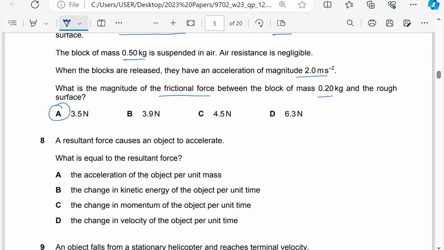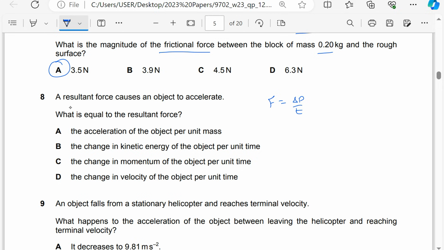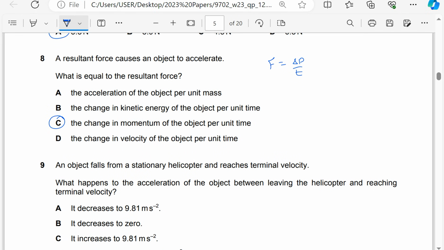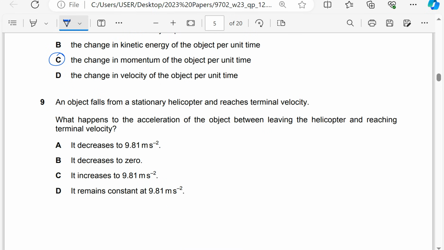The resultant force causes an object to accelerate. What is equal to the resultant force? Of course, we know that force is the rate of change of momentum. So force is the rate of change of momentum, which makes the answer to be C. The change in momentum per unit time, that is the resultant force, not just force. Resultant force is the rate of change of momentum.